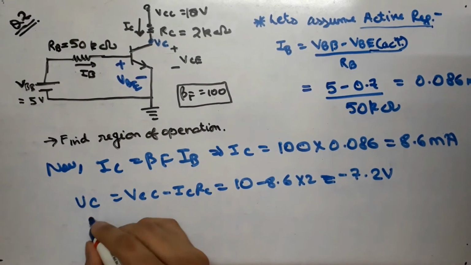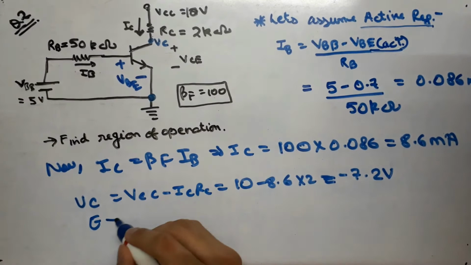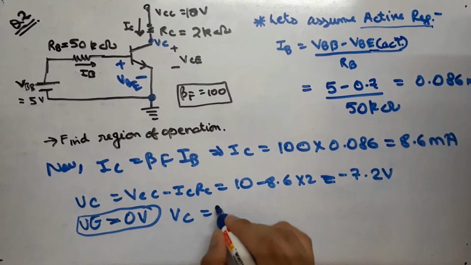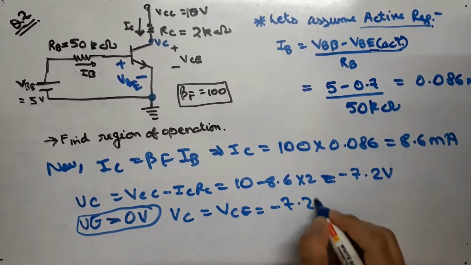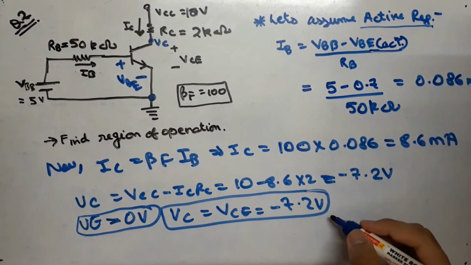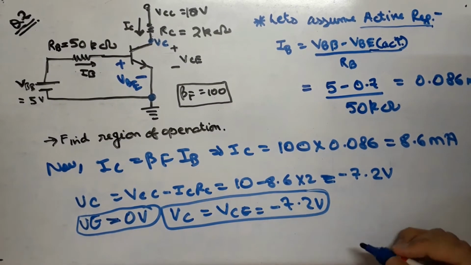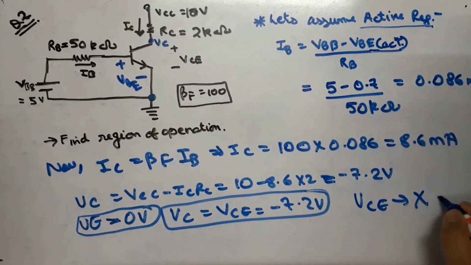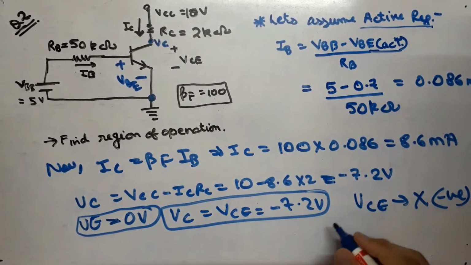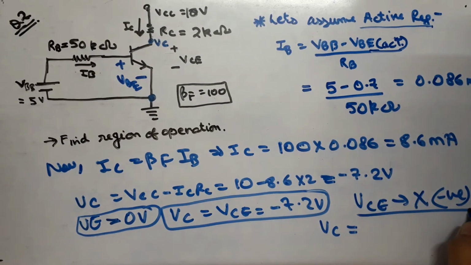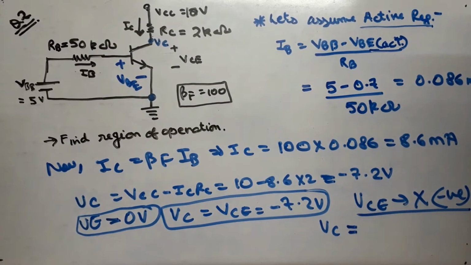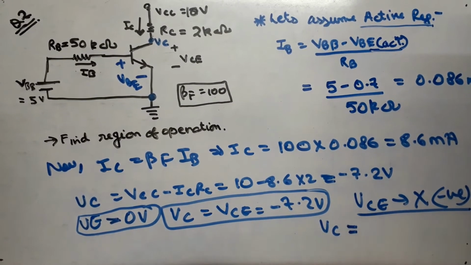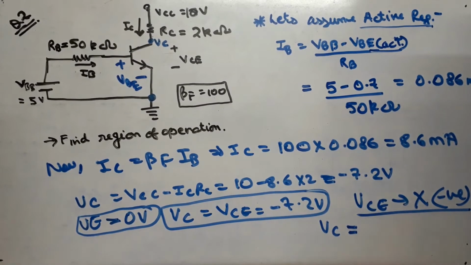Since the emitter is grounded, that is VE is equal to 0 volts, and VCE is equal to minus 7.2 volts, it is found to be negative. Thus our assumption is invalid. Further, it is not possible to obtain a negative value of VCE with a positive collector supply. That is, if VCC is positive, it is not possible to obtain a negative value of VCE. So we must carry out the analysis again, assuming that the transistor is in the saturation region and not in the active region.